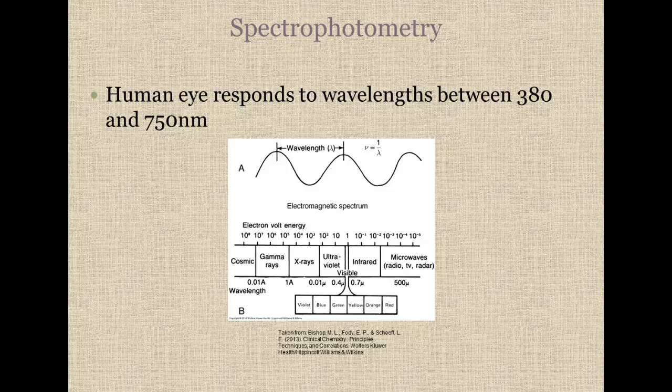When we talk about wavelengths, we need to look at the different parts of what the human eye can and can't respond to. When you look at this picture, you can see a wavelength here on the top. We've divided it out between cosmic rays, gamma rays, X-rays, ultraviolet, infrared, and microwaves. The only area that the human eye is able to see is between 380 and 750 nanometers. This is where we divide up our colors of violet, blue, green, yellow, orange, and red. The lower part of the visible spectrum is ultraviolet, and the upper part would be infrared.